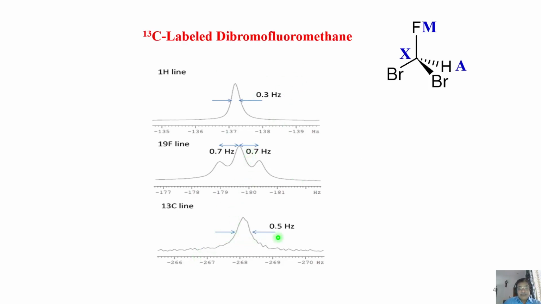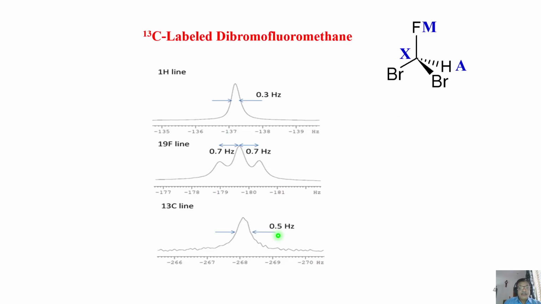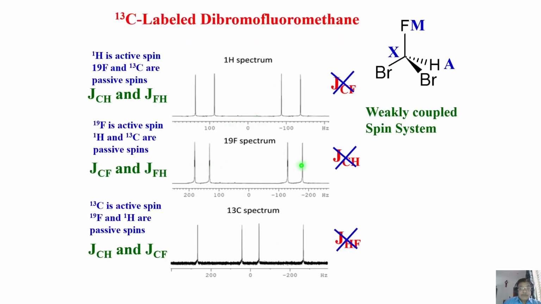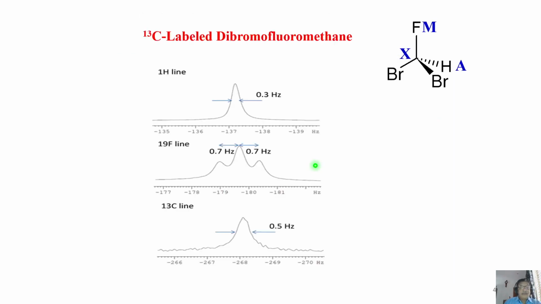Whereas carbon 13 is 0.5 hertz, but it is not an artifact or inhomogeneity. It is there, you see, each peak is behaving like that. So you can't ignore that. You have to understand why. Why is this happening? Why is fluorine a triplet? What makes fluorine a triplet in this molecule?